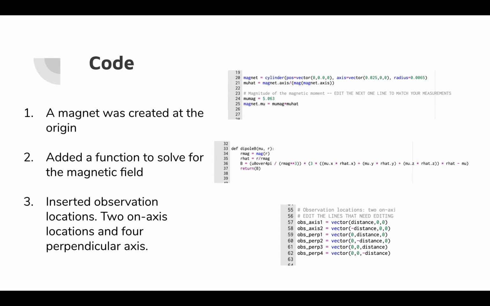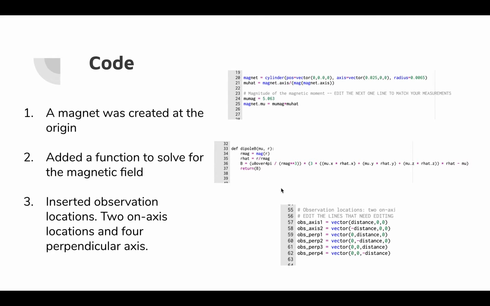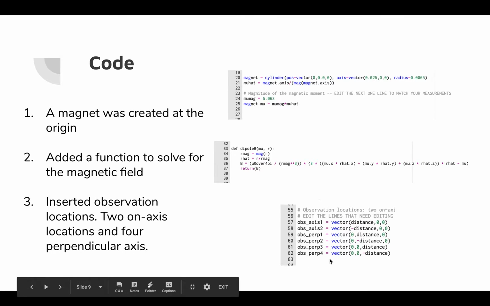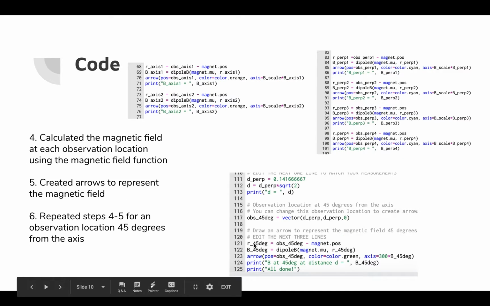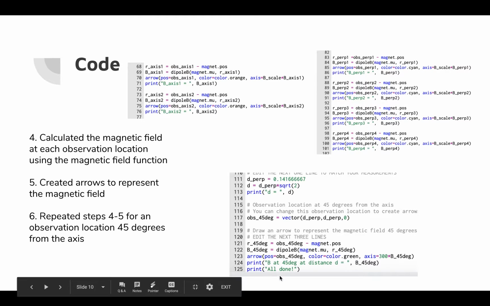So for the coding portion, I first created a magnet at origin, and then I added a function to solve for the magnetic fields. After that, I created 6 observation locations, 2 of which are on axis and 4 of which are perpendicular axis. And then next I created the magnetic fields using the magnetic fields function I had made earlier, and after that I just created the arrows to represent the magnetic field, and finally repeated steps 4 through 5 for an observation location that was 45 degrees from the axis.